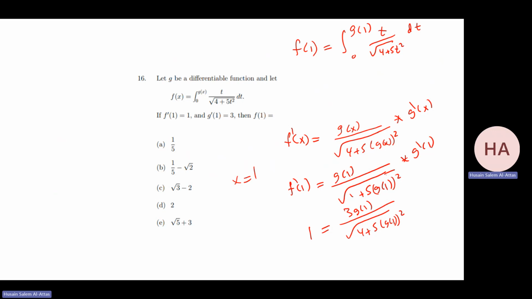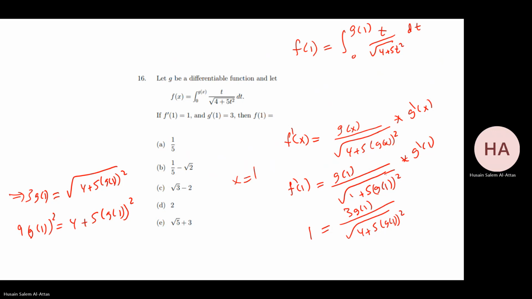So that means what? 3g(1) will be the square root of 4 plus 5g(1) squared. Square it, that will be 9g(1) squared equals 4 plus 5g(1) squared. Take 9 to the other side, so I have 4g(1) squared equals 4. So g(1), I'll take it to be 1.